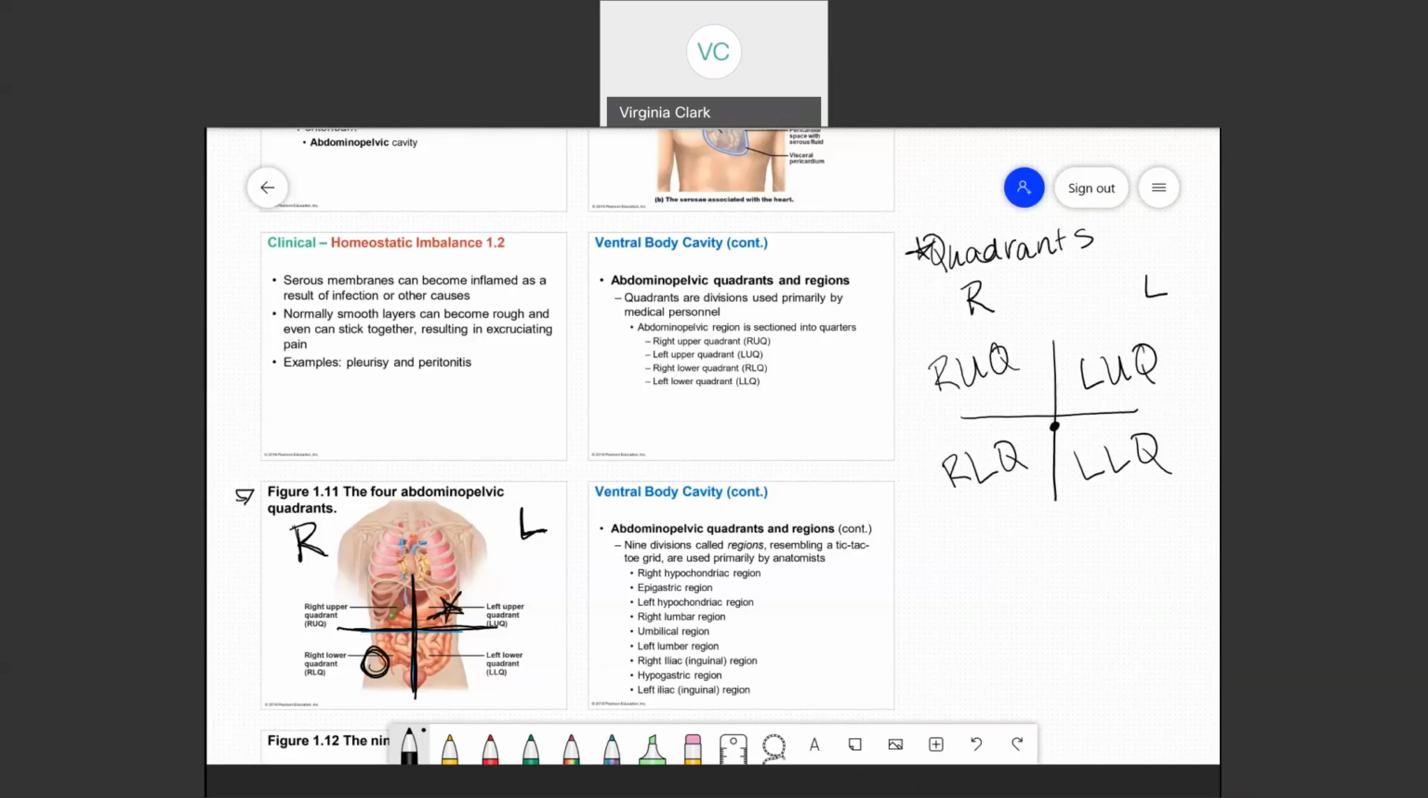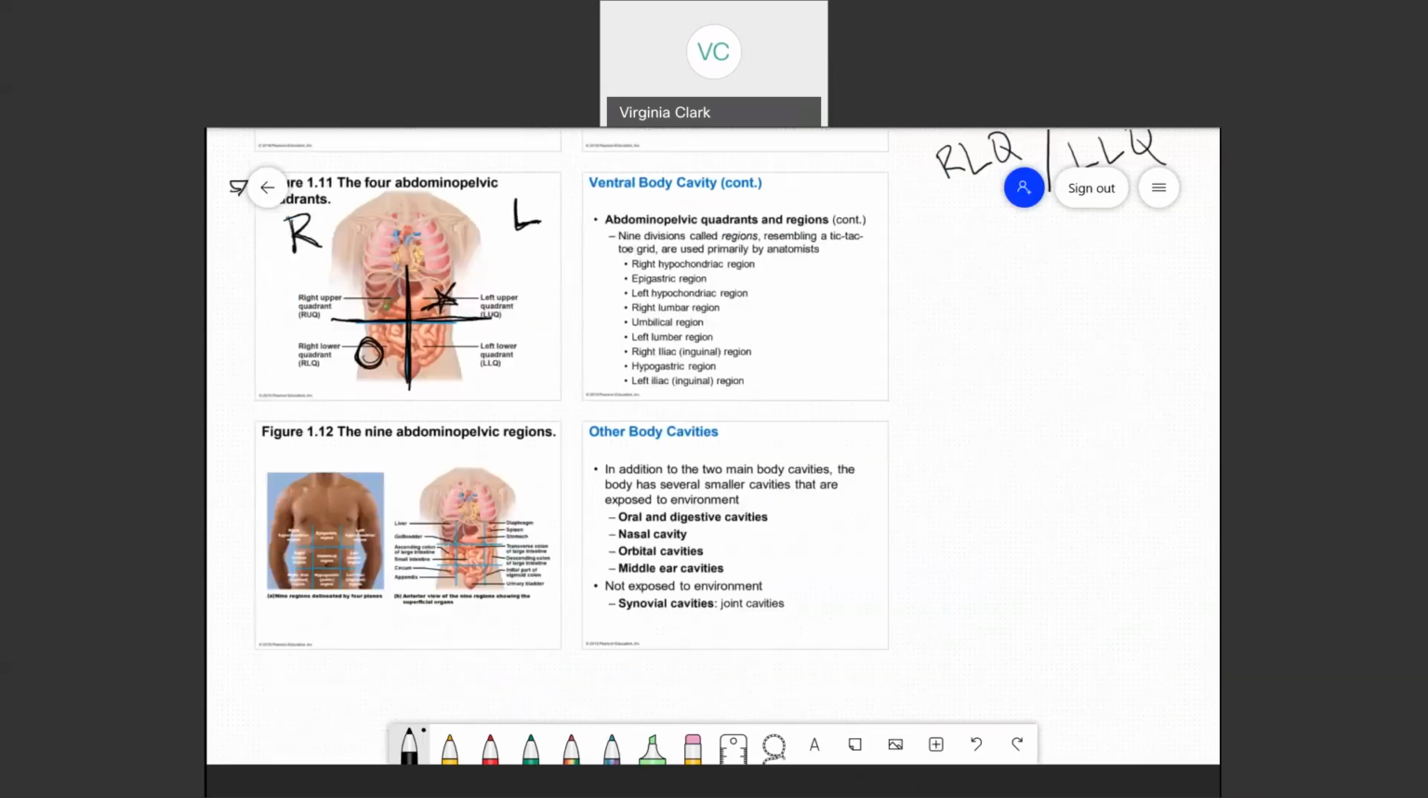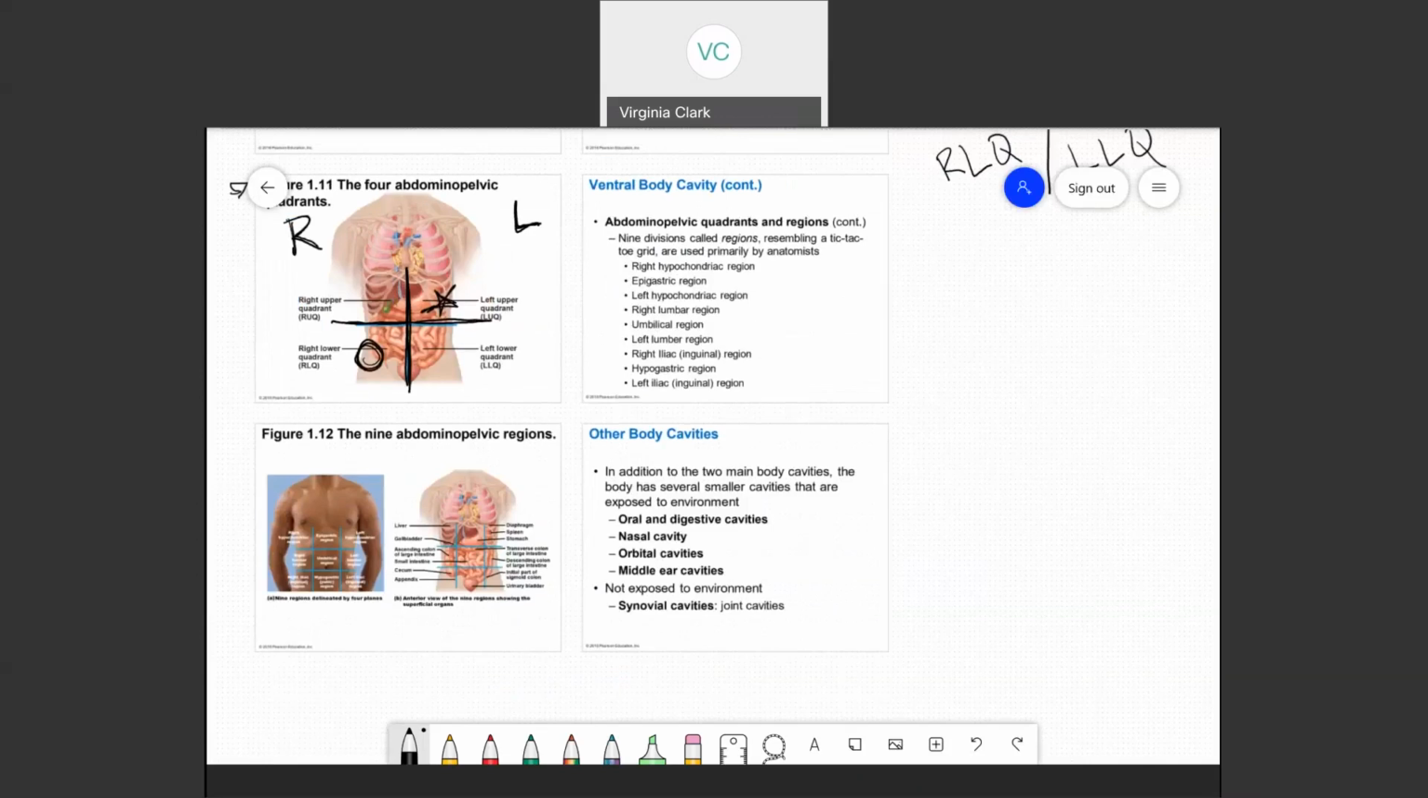So within the ventral body cavity, it goes a step further, and it doesn't just do the quadrants, it does the regions. So these are going to be the abdominopelvic regions. I do not think I spelled that right.